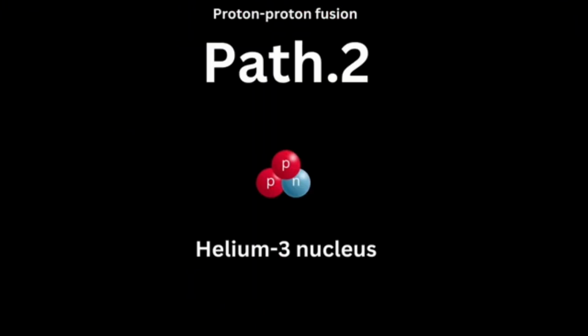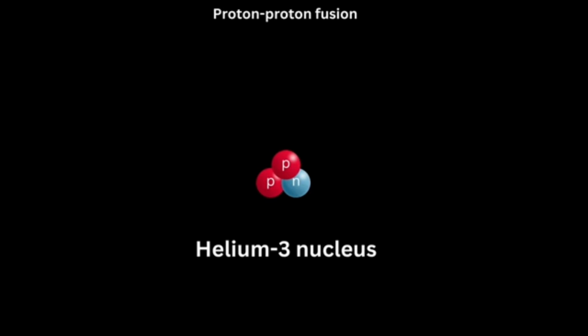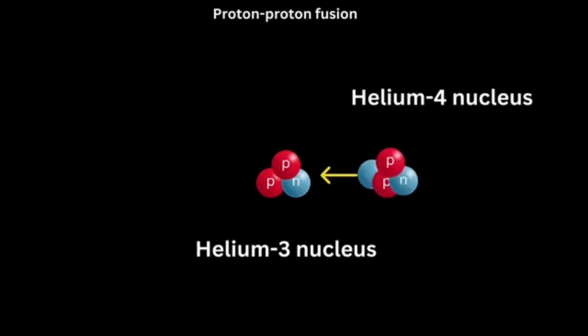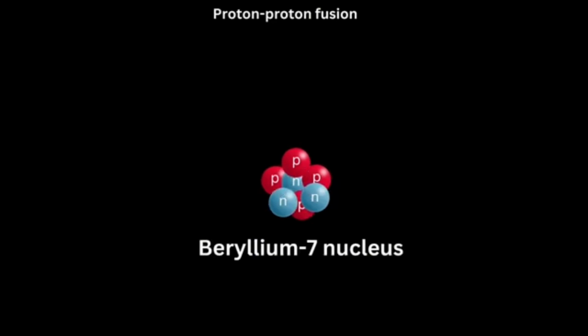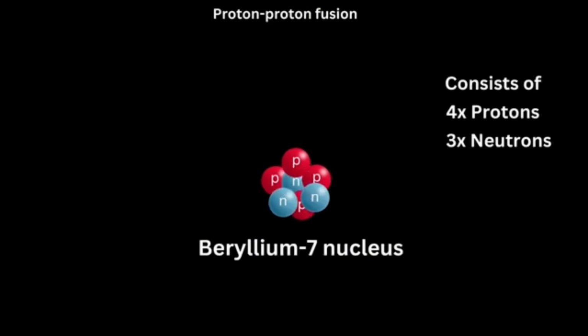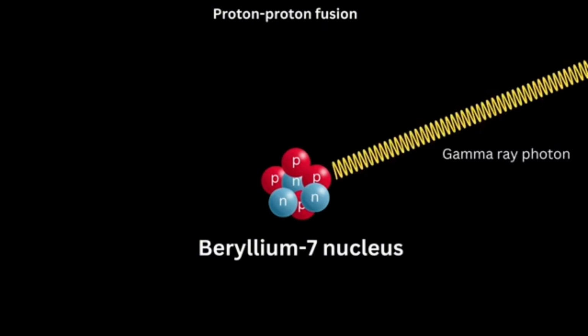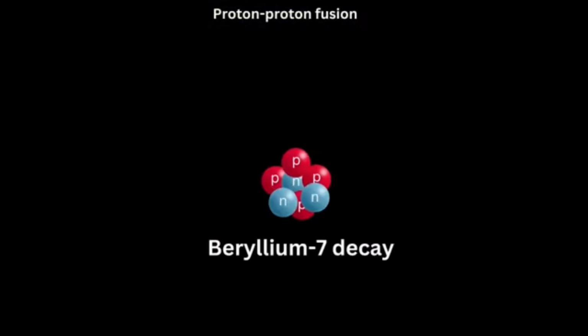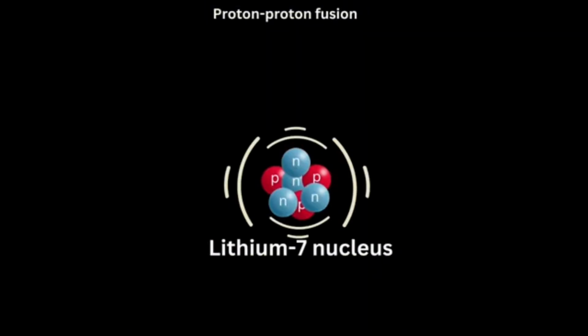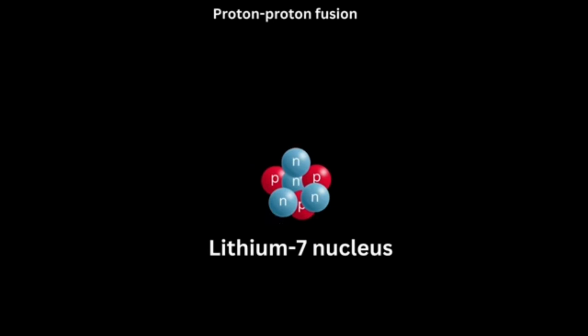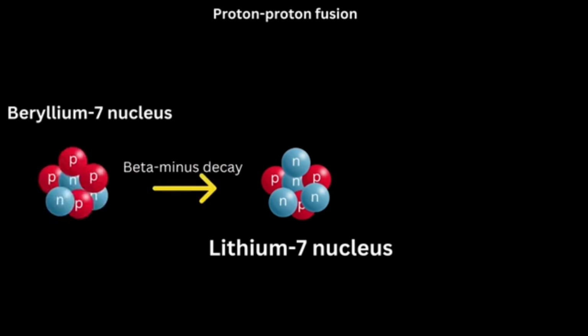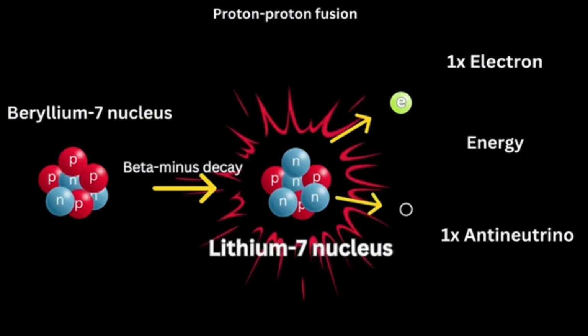Path 2. Helium-3 capture. A helium-3 nucleus captures a helium-4 nucleus to create a beryllium-7 nucleus, which contains 4 protons and 3 neutrons. A gamma-ray photon is released by this process. 4. Beryllium-7 decay. A lithium-7 nucleus, which is 3 protons and 4 neutrons, is created when the beryllium-7 nucleus experiences beta-minus decay. An electron, an antineutrino, as well as some energy, are released in this process.